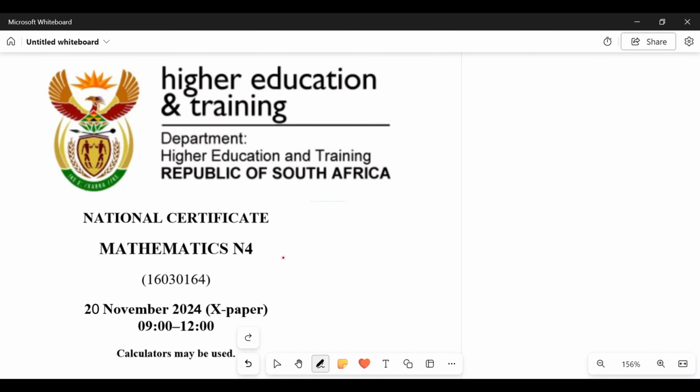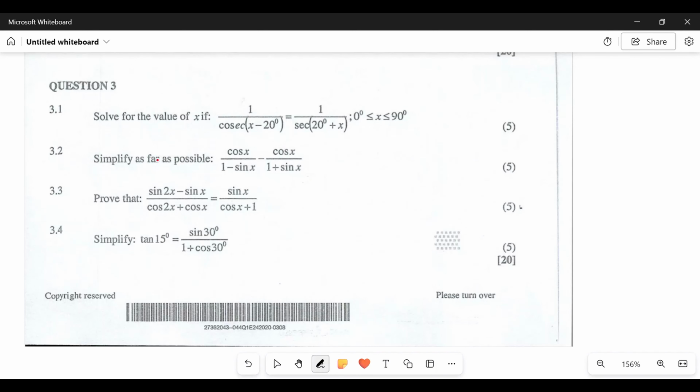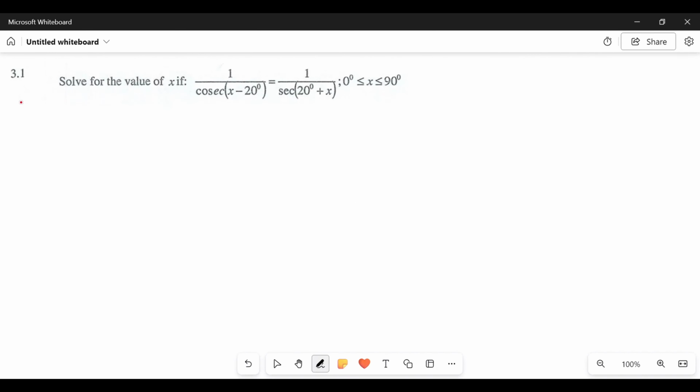So let's look at question 3 and see how we're going to solve these problems. Right, as you can see, here's our question 3. Question 3 consists of 4 questions, and all these questions are trigonometry. So we're going to start with 3.1 and try to solve this question. What I'm going to do is copy this 3.1, paste it where there is space, and solve it. All right, guys, here's our question 3.1.